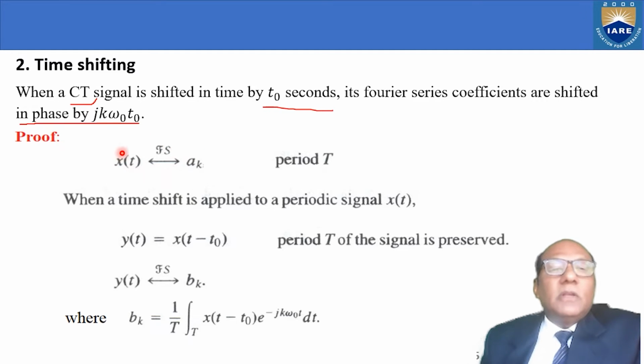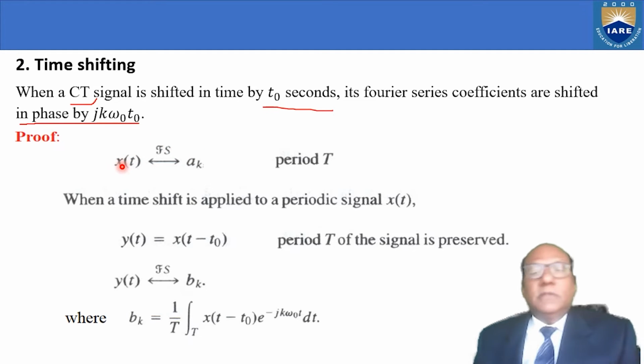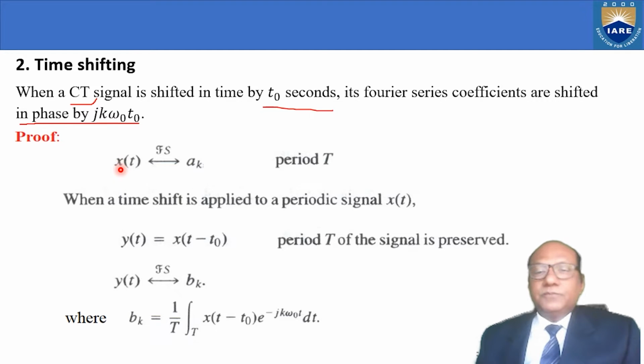I have again the given signal x of t and its Fourier coefficients are a_k and the signal period is capital T, and when a time shift is applied to the periodic signal x of t, the period won't change. It is only the total shifting of the signal. There is no change in the period of the signal. So I can write here y of t equal to x of t minus t naught.